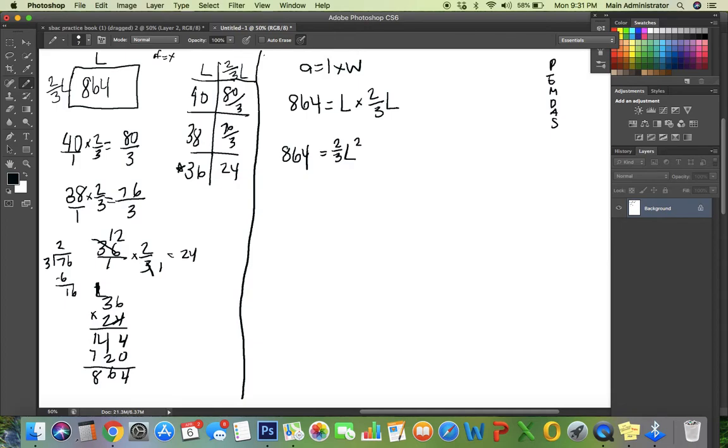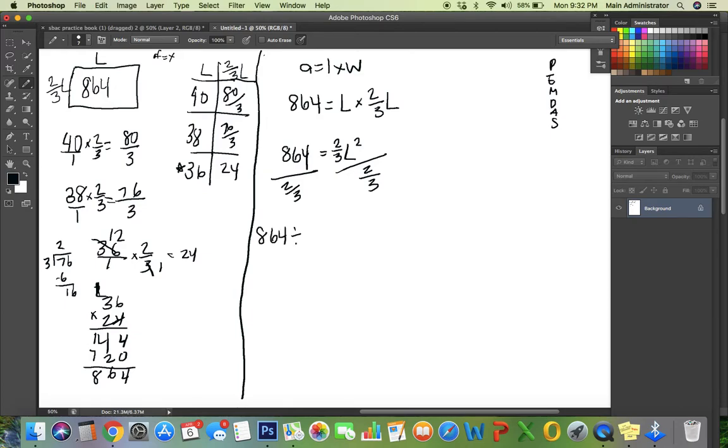So I'm going to start with addition, subtraction. I don't see any addition, subtraction, so I'm going to move on to multiplication and division. I do see multiplication. I see 2/3 times L. I know that when a number is next to a variable, it means multiply. So I'm going to divide by 2/3. So that would look like this.